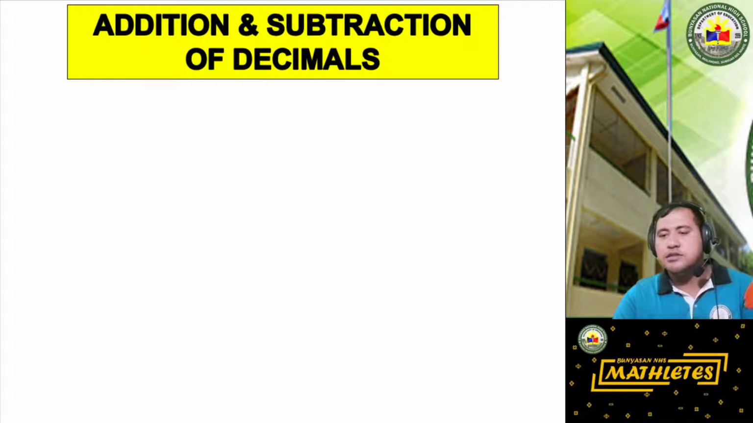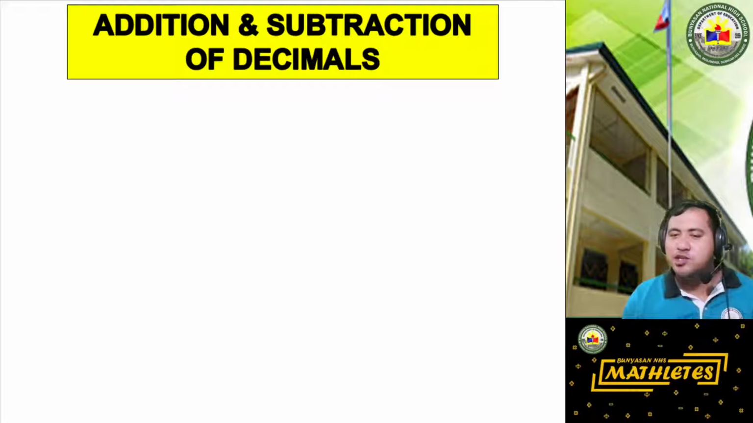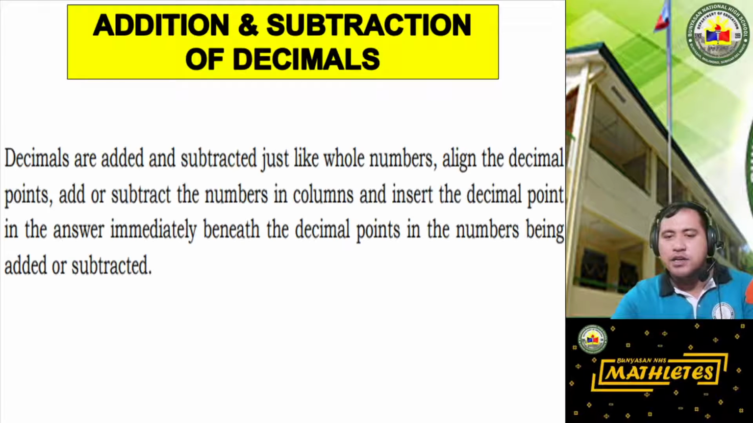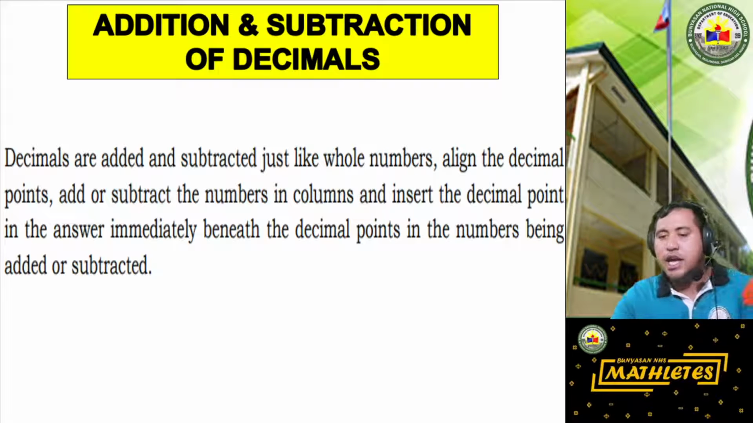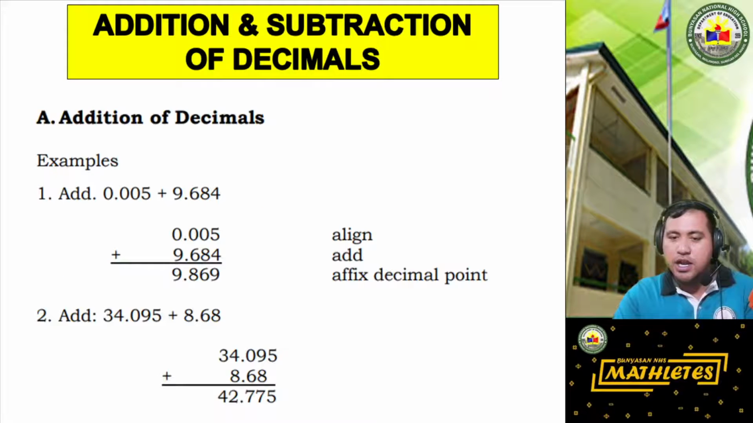Okay. Next, let's proceed to addition and subtraction of decimals. Decimals are added and subtracted just like whole numbers. Align the decimal points, add or subtract the numbers in columns, and insert the decimal point in the answer immediately beneath the decimal points in the numbers being added or subtracted. The technique with decimal points is to align them, so there is a pattern. Here is the pattern. We have addition of decimals.